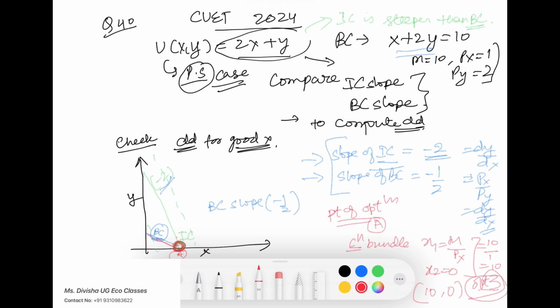I hope this answers your question about what the optimum point will be when the budget constraint is given like this and the IC is steeper than the budget constraint. You always have to compare the slope of IC and budget constraint and accordingly find out the optimality.